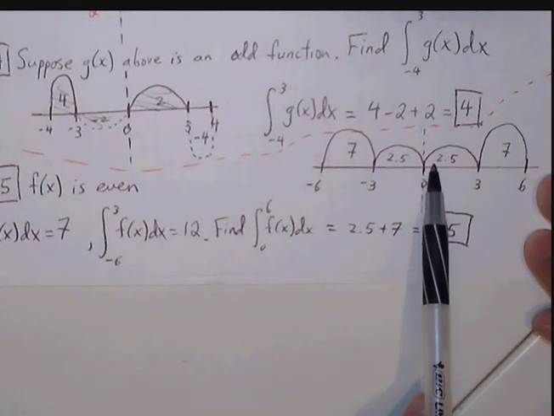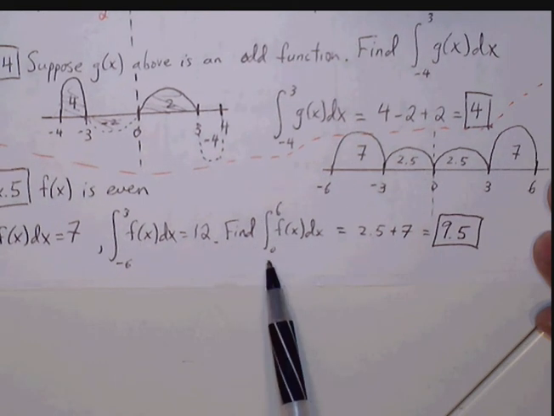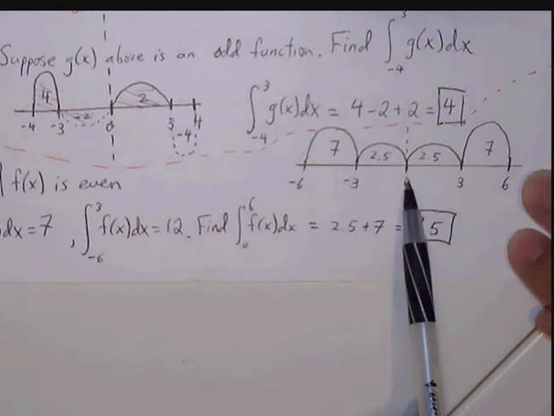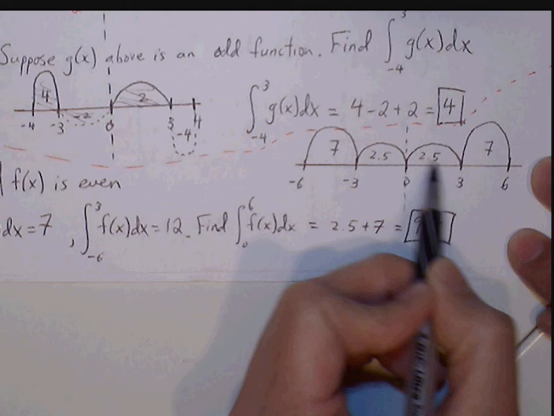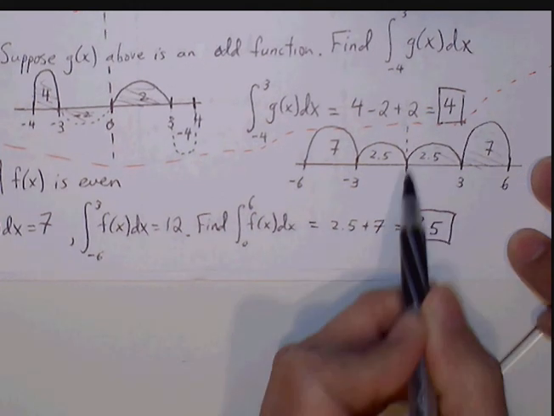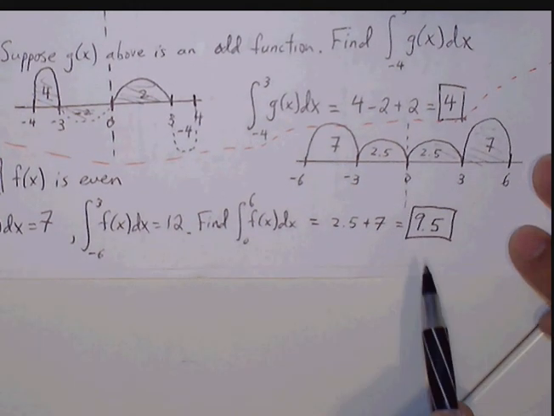So now we want to find the definite integral from 0 to 6. From 0 to 6 is simply going to be the shaded region here. So 2.5 plus 7 is simply 9.5.